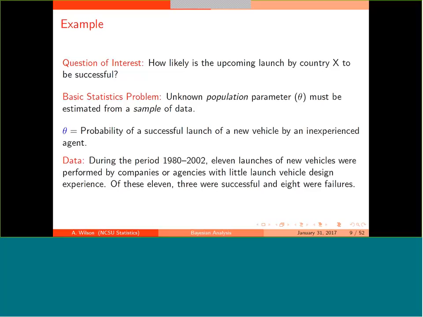And here's where I'm adding a little bit of information to the problem by, say, an inexperienced country. And so then, again, perhaps I have some data. During the period from 1980 to 2002, there were 11 launches that I think are relevant. Of these 11, 3 were successful and 8 were failures. So apologies if there are people on the phone for whom this is a data set that they know a lot about. This is just an illustrative data set from an example that was done several years ago.